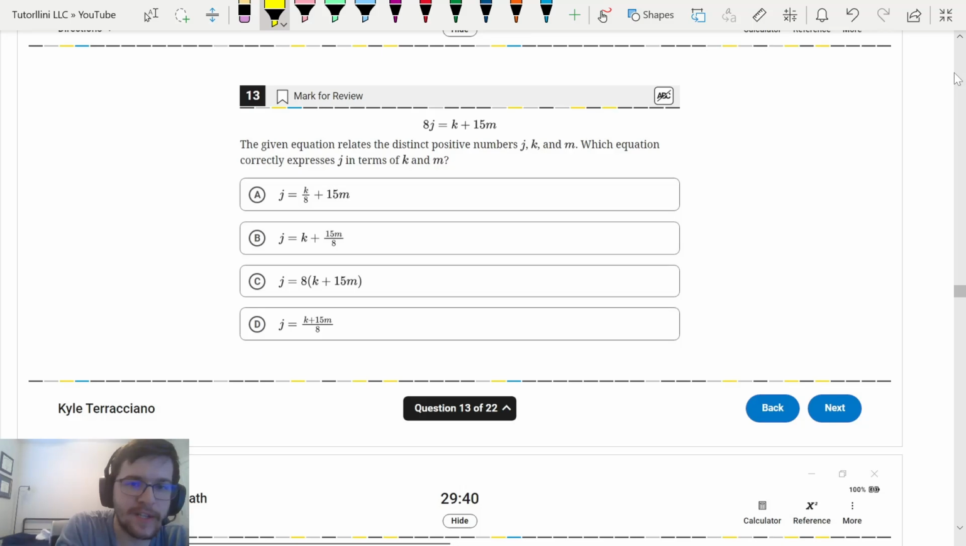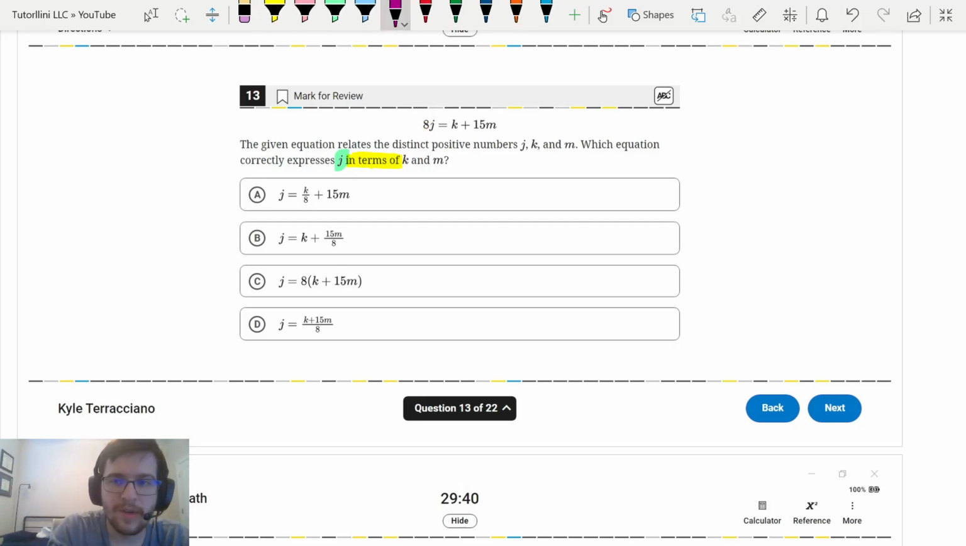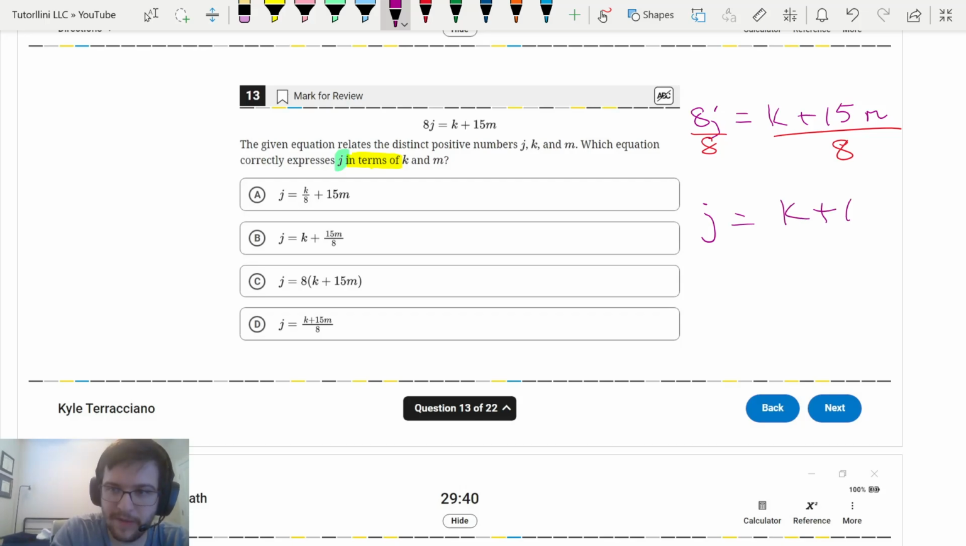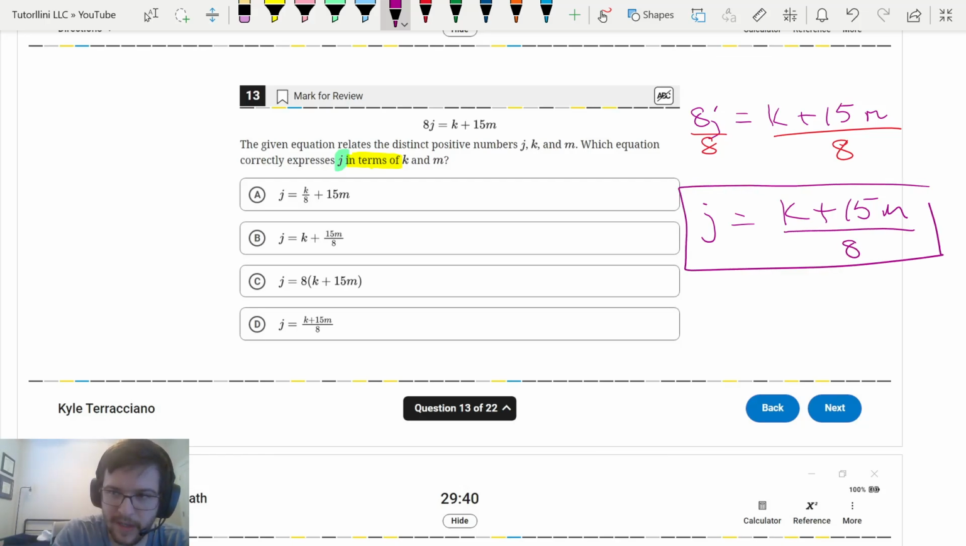All right, so see how it says "in terms of"? Whenever it says "in terms of," the thing in front of it is what you want to get by itself. So we want to get J by itself. The only thing that the J has is the 8, so we just have to move the 8. To do that, we're just going to divide both sides by 8. We divide this by 8, and we divide this by 8. And we get J equals K plus 15M over 8. And that's it.